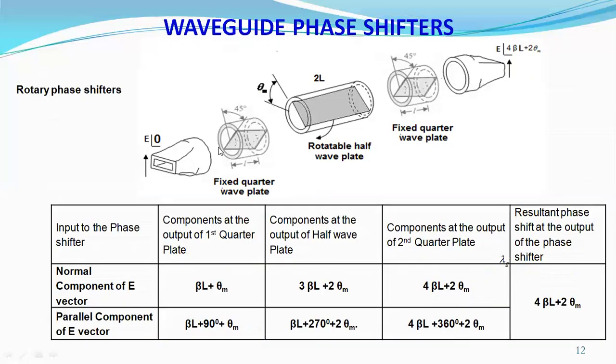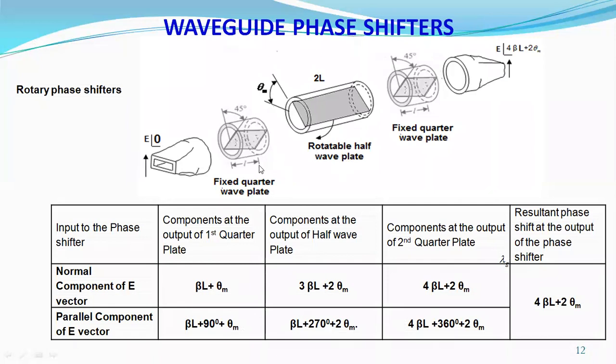Then coming to the rotary phase shifter. In the rotary phase shifter, we are using the same diagram that we used for the rotary vane type attenuator. This is the fixed circular waveguide section. This is the quarter wave plate. This is the half wave plate.